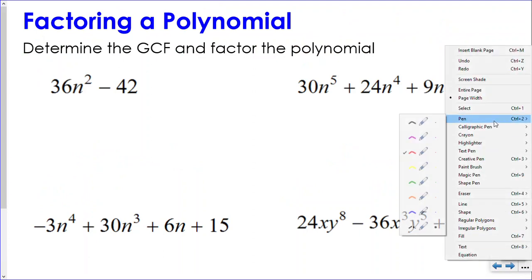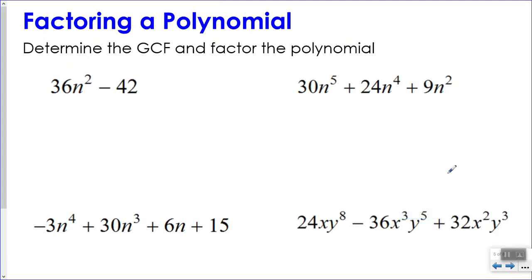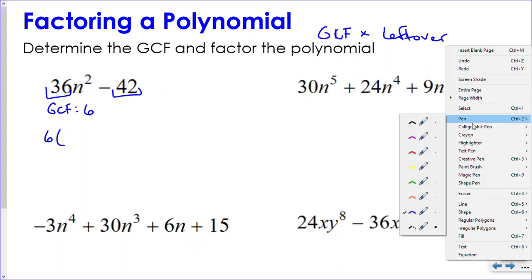Now we're going to use that greatest common factor to break down a polynomial into the product of two factors. I start by finding my GCF. So if you look at this first one, we have 36 and 42. My greatest common factor there is going to be 6. There's no n in my second term, so I can't have an n in my greatest common factor. When I go to factor, I'm going to write my polynomial as a product of the GCF times whatever is left over after I divide or factor out that GCF. So we're going to have 6 times whatever is left when I factor 6 out.